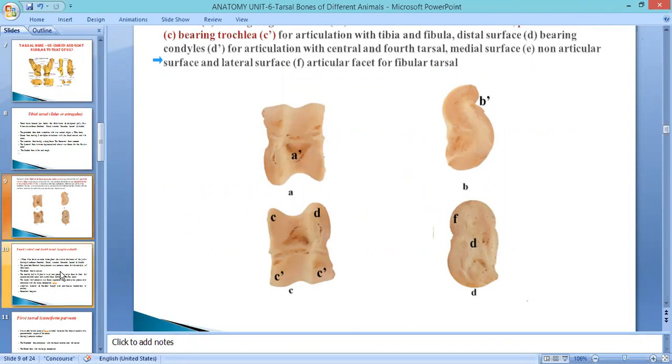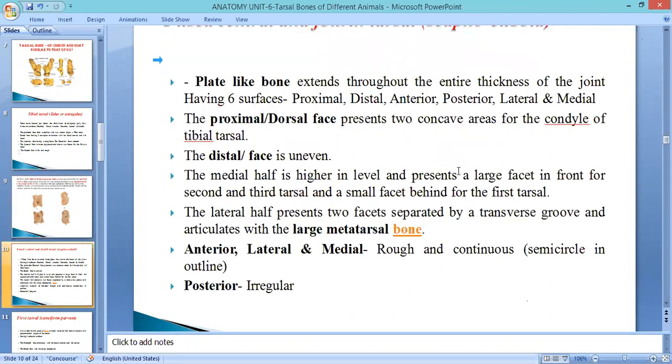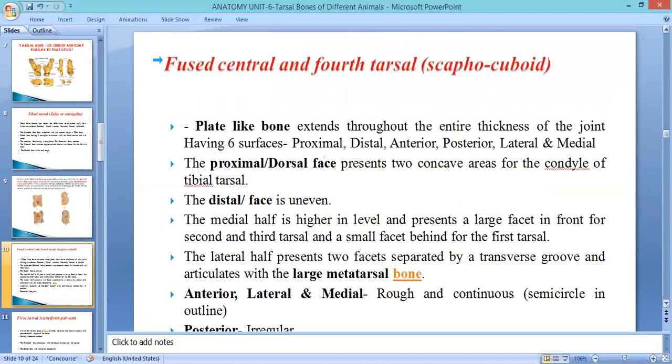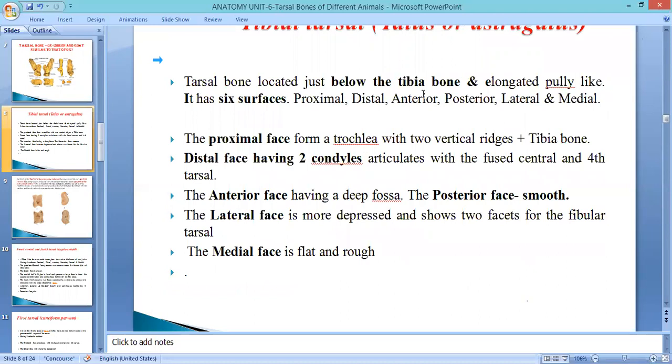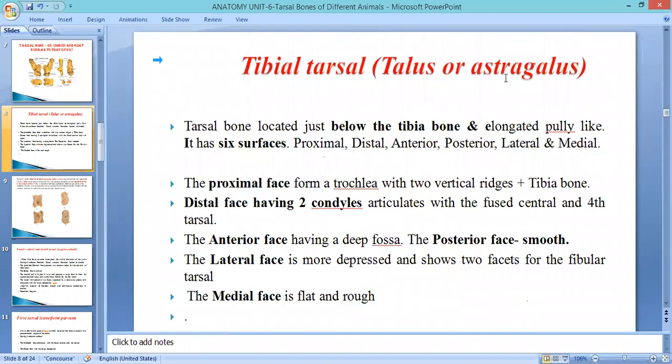So what is tibial tarsal? Tibial tarsal is a plate-like bone. It is the second largest bone, also known as talus or astragalus. Another name of tibial tarsal. Sometimes it may come in the objective, fill in the blank: what is talus bone also known as, or astragalus is also known as, fill in the blank.